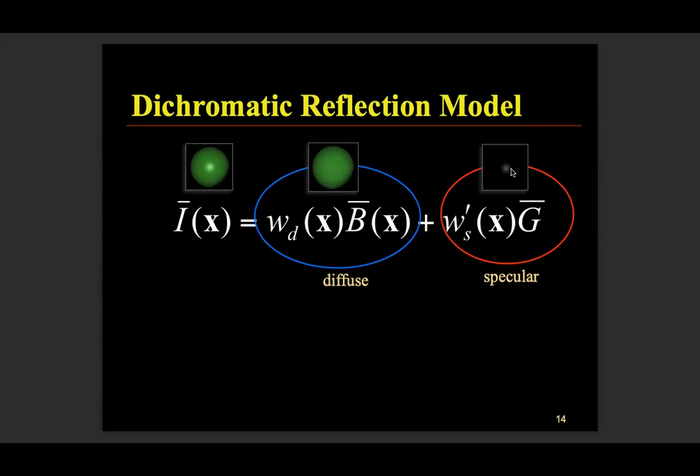So for diffuse, WD will decide this intensity: in the middle it will be very bright, and at the edges of the ball it will be a bit darker, right? That's because of WD. In the same way, the intensity of the specular pixels here also depends on WS. So anyway, that's the basic idea. Any questions here? The difference between WD and WS?